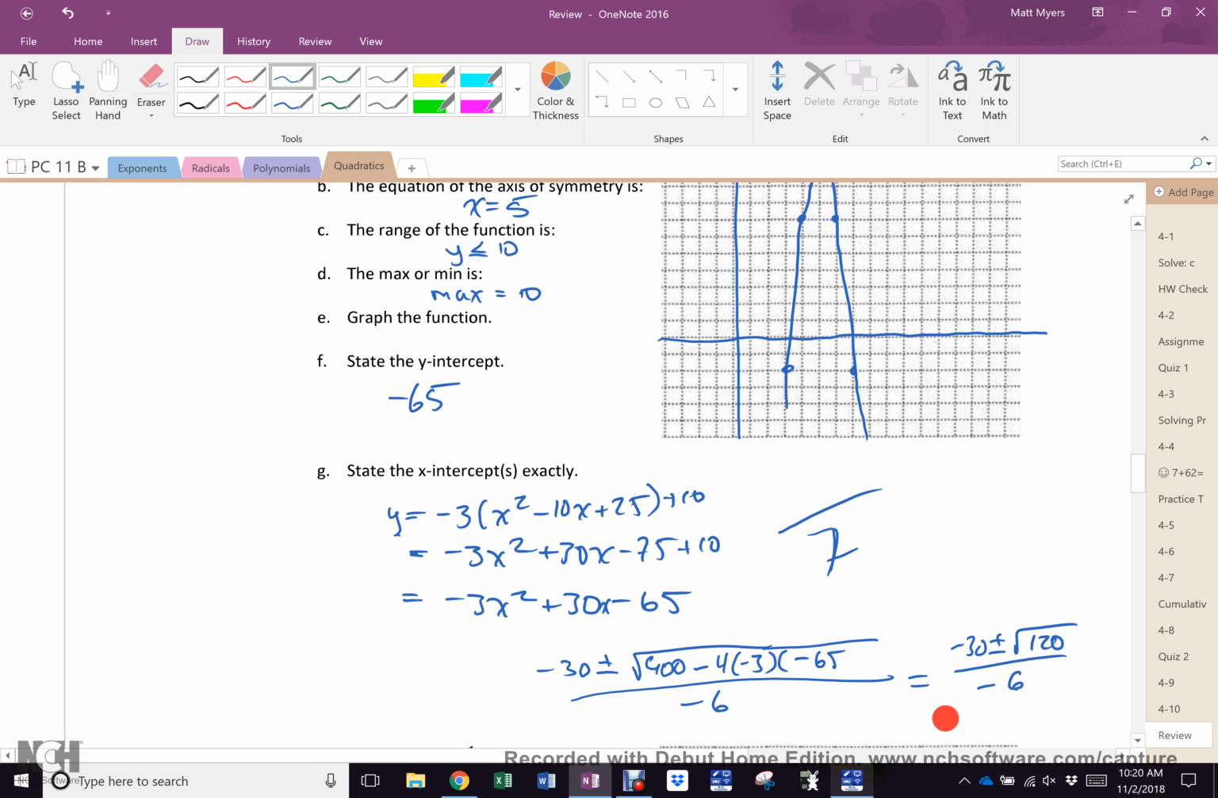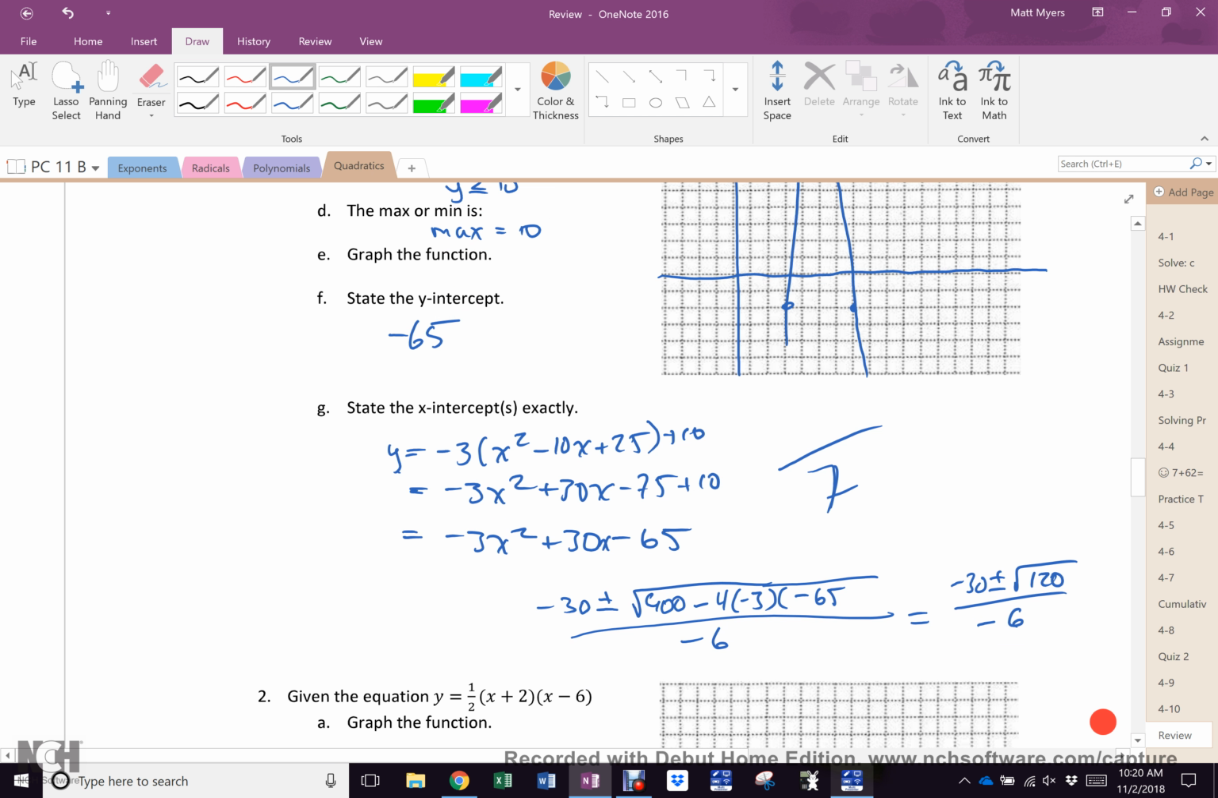120 simplifies. Son of a bee! We'll mark it on Monday. I guess you get a little extra more time.